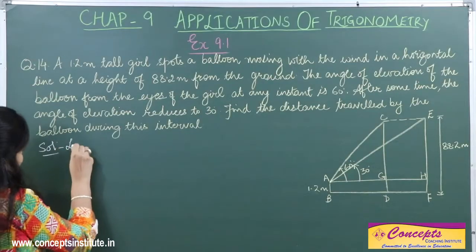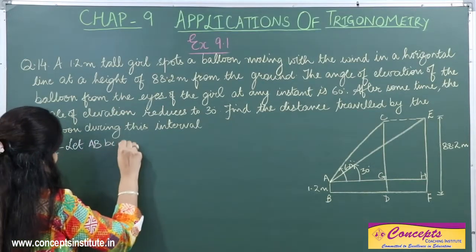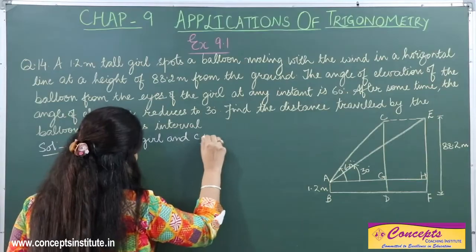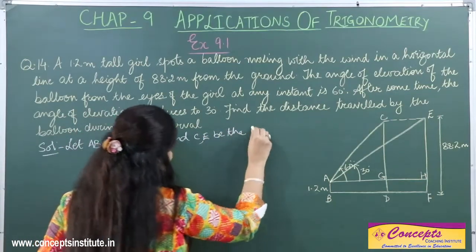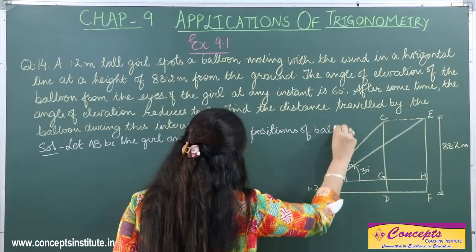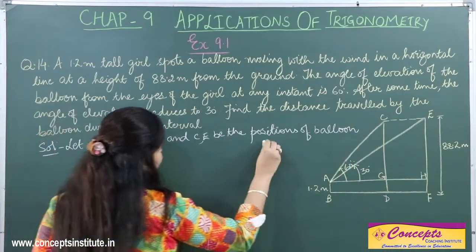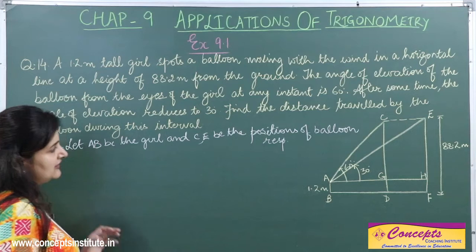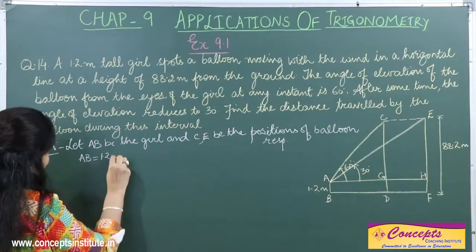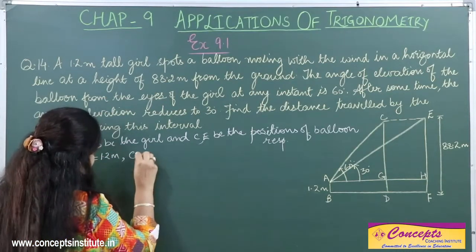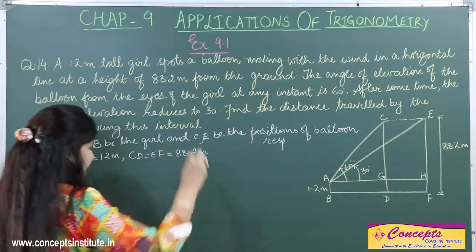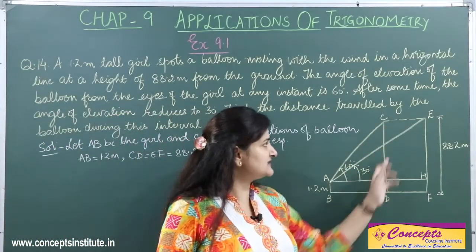So I am going to write, let AB be the girl and C and E be the positions of balloon respectively. Now, it is given to me that AB is equal to 1.2 meter, and CD and EF are equal to 88.2 meter. Now, can we find out CG and EH?